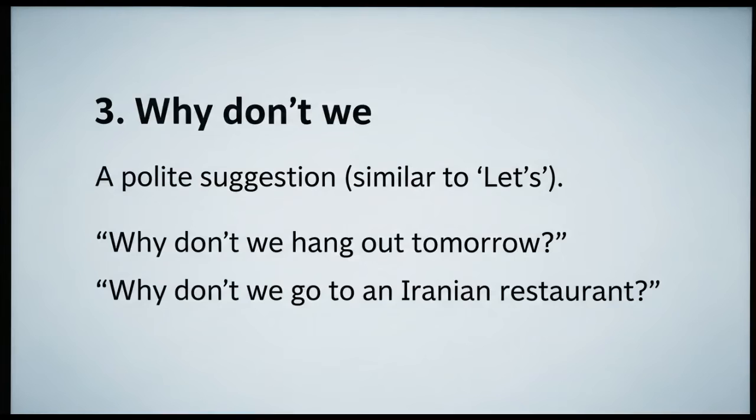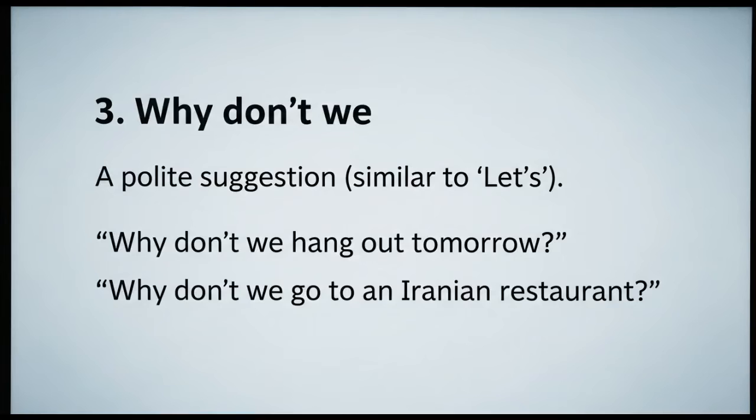Some students get confused because they see the word don't and they think it must be a negative question. Don't worry about the don't here. In this context, why don't we is simply a polite way to give a suggestion. Another example, I love Persian food. When my friends and I are deciding on a restaurant, I often say, why don't we go to an Iranian restaurant tonight? I'm simply suggesting, let's go to a Persian restaurant.